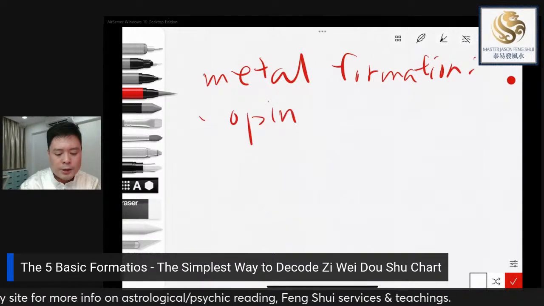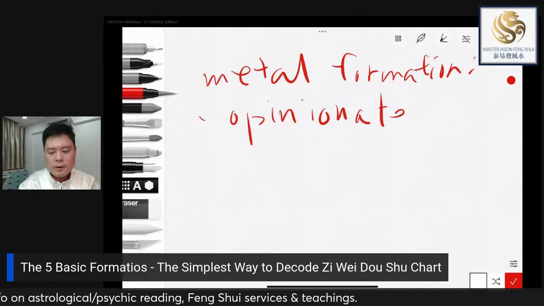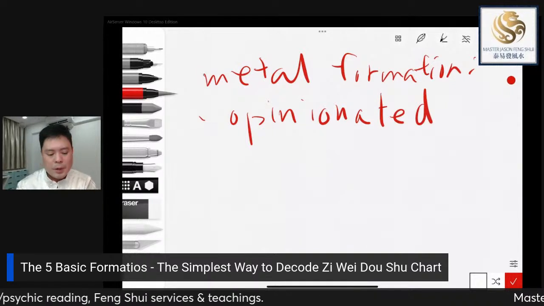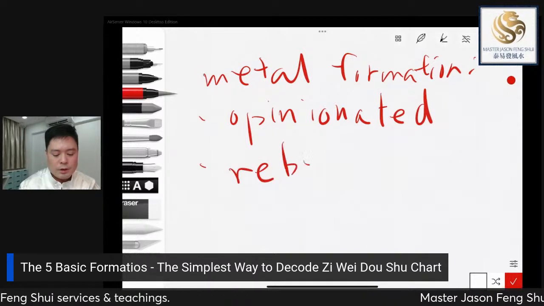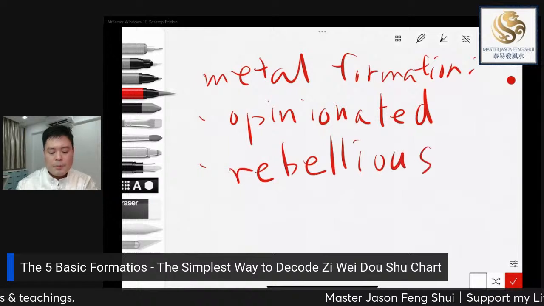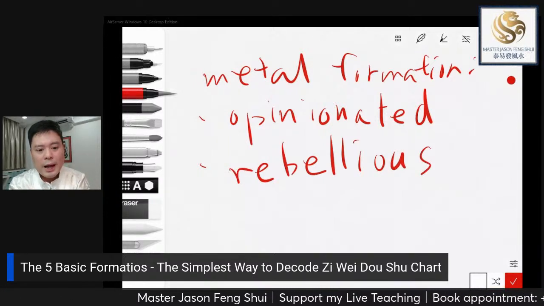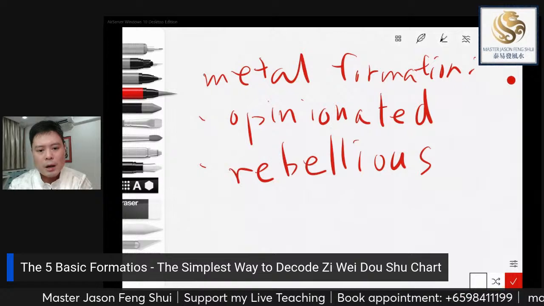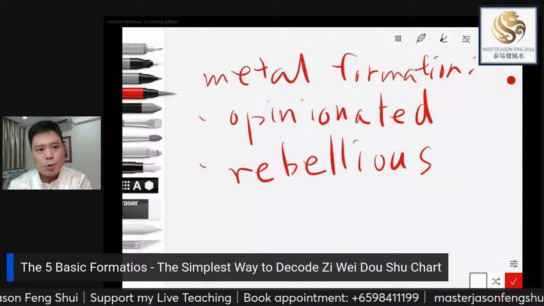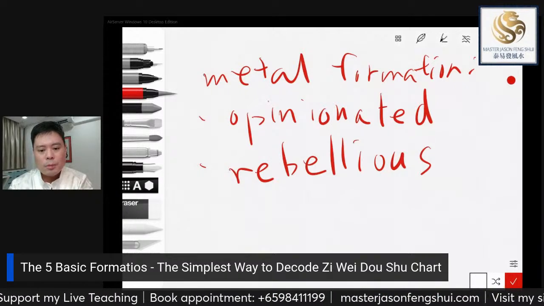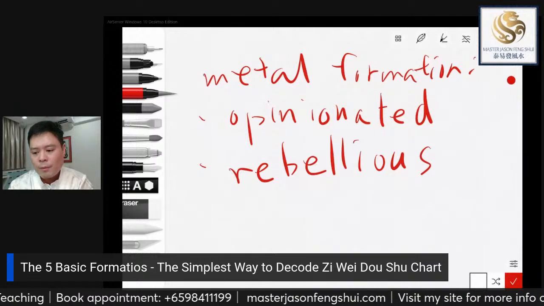Very opinionated, and they can also be a little bit rebellious, right? Because the metal element is also about revolution, so they are always people who are the pioneers, who like to break new grounds, who like to make new movements, start new movements, etc.